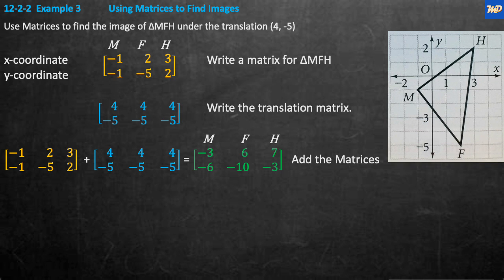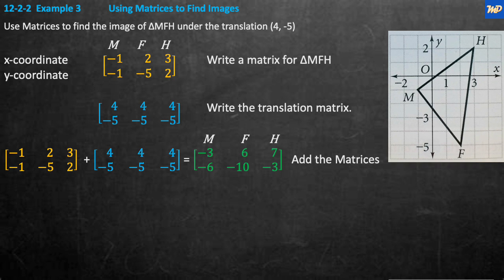Okay, example 3, using matrices to find images. So here's this picture we have over here on the right. This is the pre-image we're going to move. It says, using matrices to find images of triangle MFH. It goes from M down to F and then up to H in the upper right-hand corner, under the translation 4, -5.